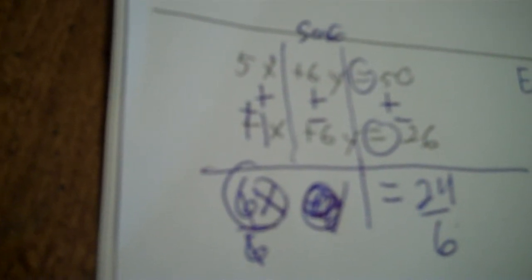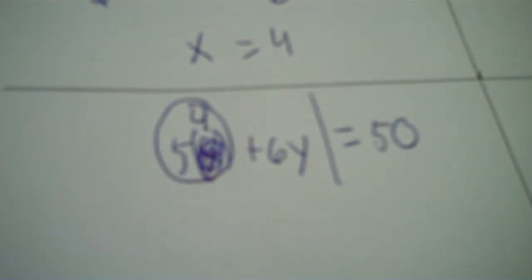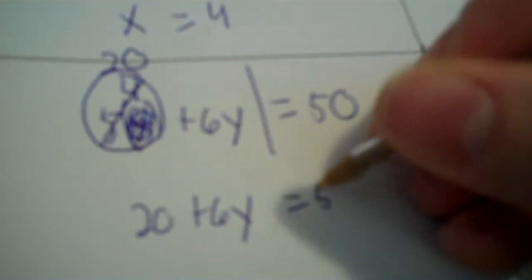Now to find y when using the elimination method, you don't really have a letter by itself. So just pull up your top equation. So 5x plus 6y equals 50. So now 4 goes in for the x. Now you have to solve for y, but unlike the first problem, the y is not by itself. So we can't just go to a calculator and plug in the operations. First thing you need to do is take 5 times 4. 5 times 4 is 20. So you have 20 plus 6y equals 50.